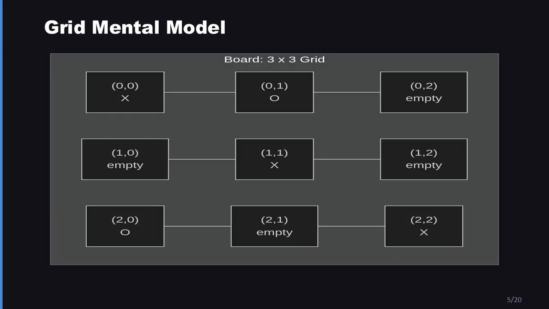Tic-tac-toe is naturally a grid problem. A move is not just a number. It is a row, a column, and a mark. The board owns the grid and validates whether a move is inside the board and whether the target cell is empty. This keeps validation close to the data it protects.